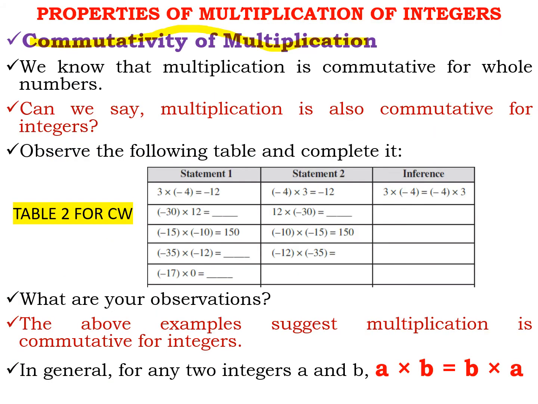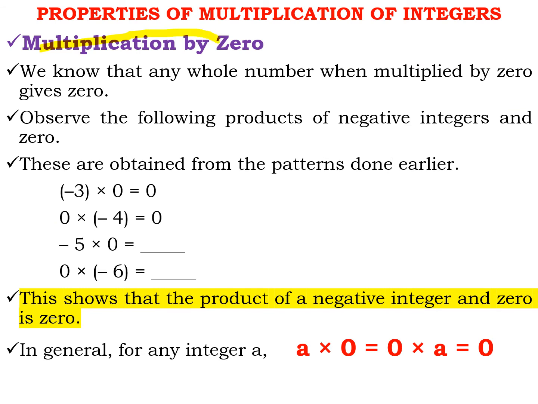Commutativity of multiplication. We know that multiplication is commutative for whole numbers. Let us see what happens in the case of integers. Observe the following table. 3 into minus 4 is minus 12 and minus 4 into 3 is also minus 12. So we can conclude that 3 into minus 4 is equal to minus 4 into 3. The above examples suggest multiplication is commutative. So in general, for any two integers a and b, a into b is equal to b into a. Multiplication by 0 states that the product of a negative integer and 0 is always 0.